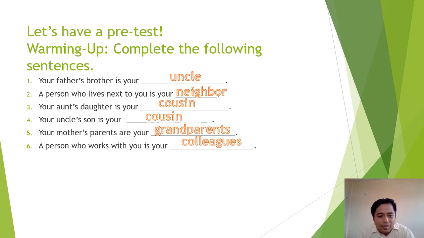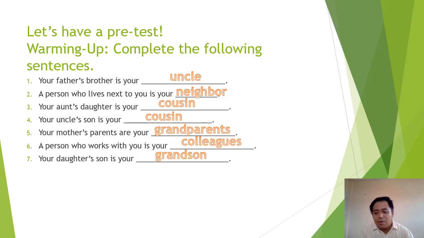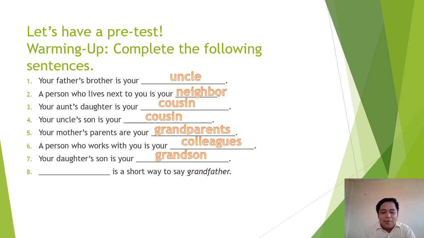Remember? Next. Your daughter's son is your... What do you call? Your grandson. If you become older, and then you have a daughter or a son, and then their son will be your grandson. Next, number 8. Blank is a short way to say grandfather. What is the short term for grandfather? You can call it grandpa. Grandpa. Remember that.